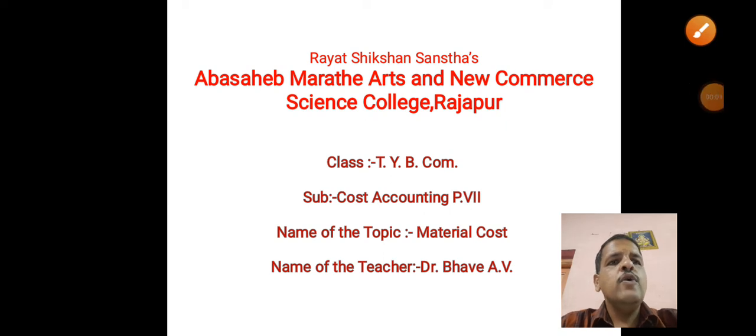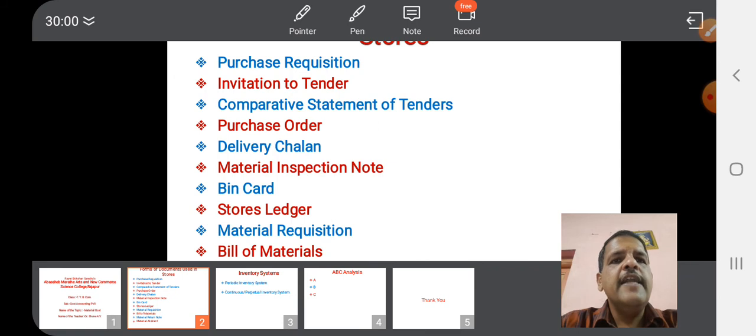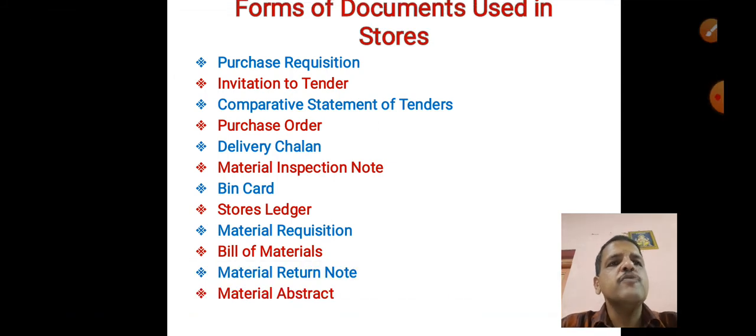Hello friends, we are going to see under material cost three different things. First thing is forms of documents used in store. Second is about stock system, periodic and perpetual, and third is ABC analysis. First of all, we will go towards forms of documents used in stores.